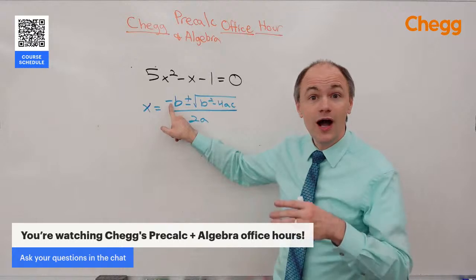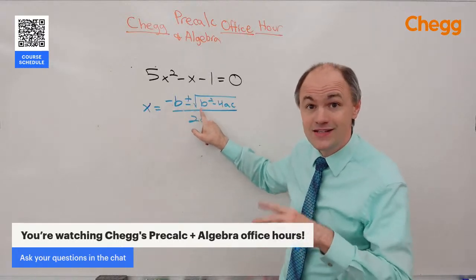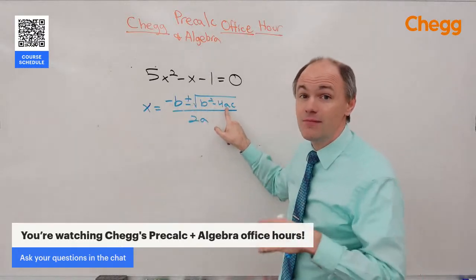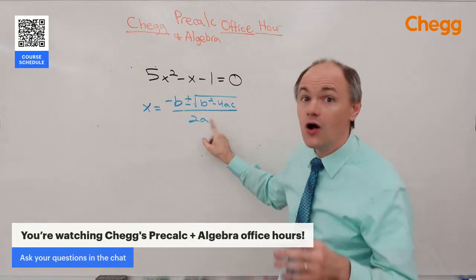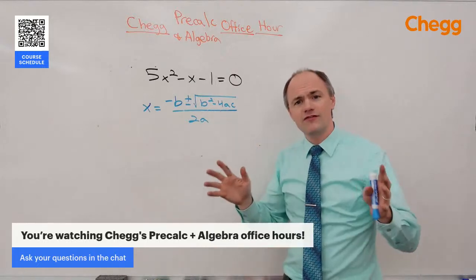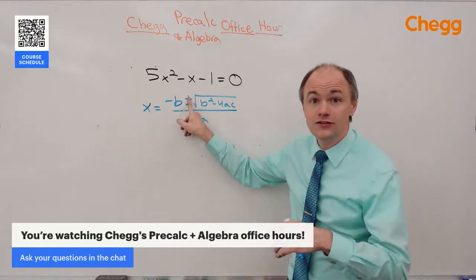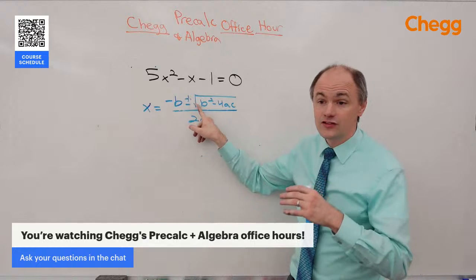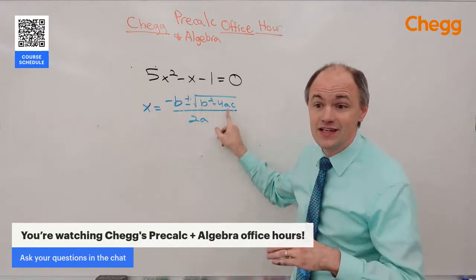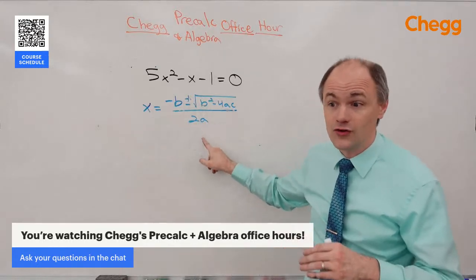Then sing Mary Had a Little Lamb. X is equal to the opposite of b plus or minus the square root of b squared minus 4ac all over 2a. If you like Farruko, opposite of b plus or minus the square root of b squared minus 4ac all over 2a, all over 2a.